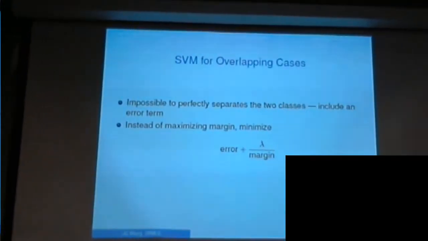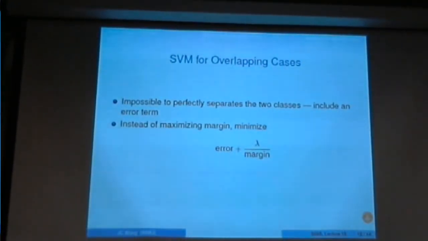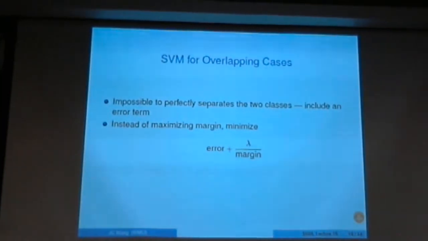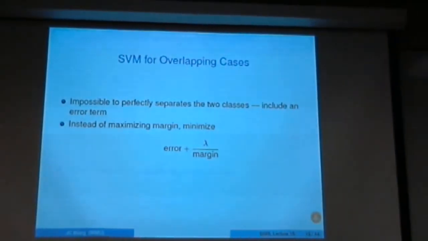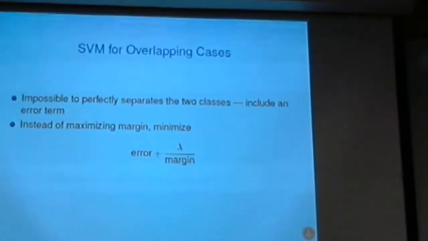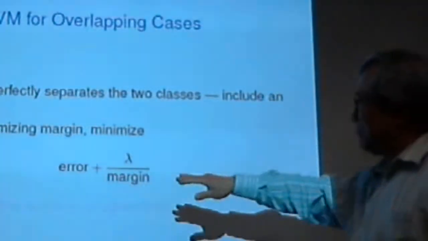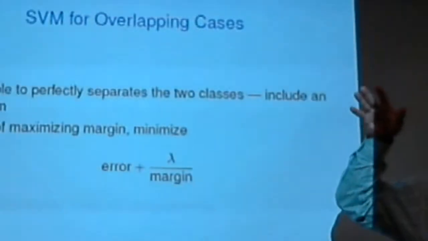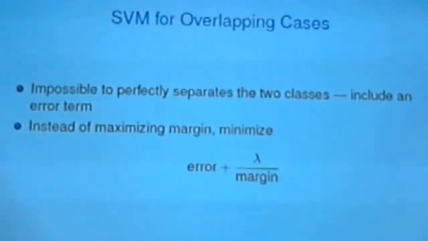In a hyperplane going between the margins, they try to maximize the margin. Of course, that's for the ideal case. Last time we started talking about these overlapping cases, where instead of maximizing the margin, we take the reciprocal, and then we just minimize it.